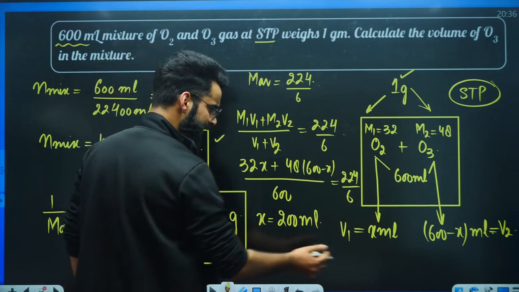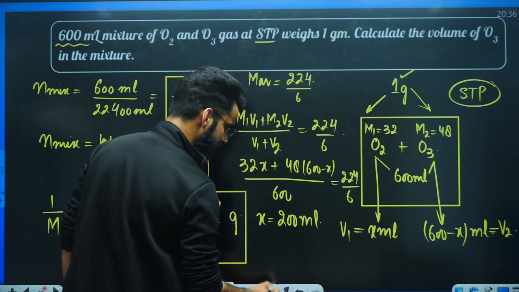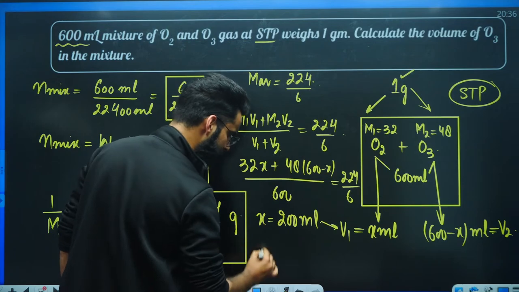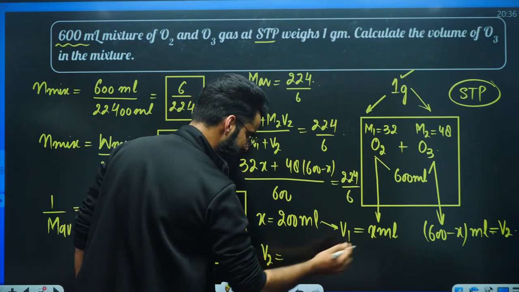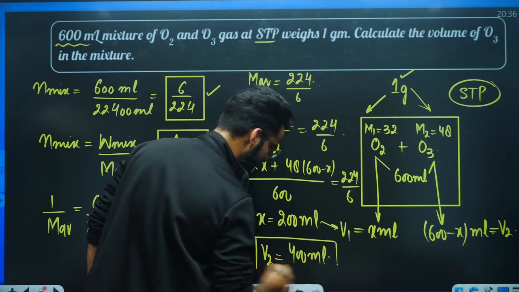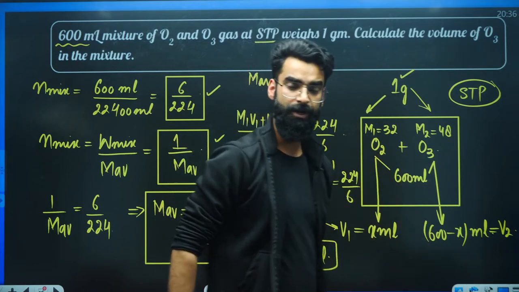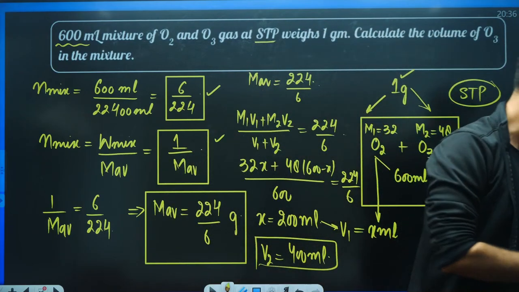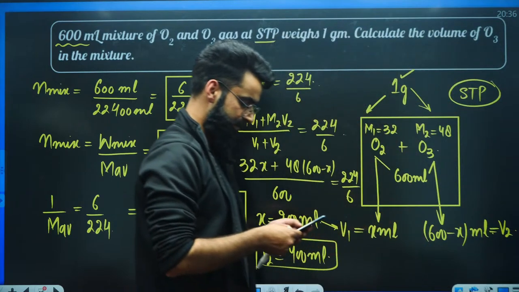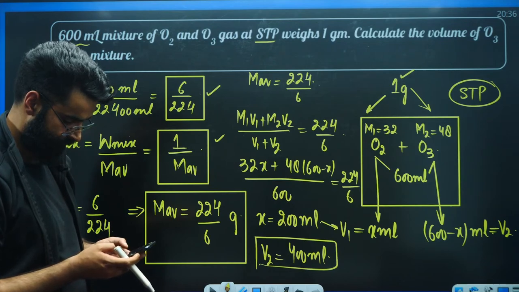If X is 200, that means 600 minus X, 600 minus 200, will be 400, right? So V1 is equal to 200, and V2 has to be 600 minus 200, that means 400 ml. V2 was the volume of ozone present in the mixture, which we were supposed to calculate as far as the question was concerned. Now let me know quickly in the chat if it is super clear to everyone.